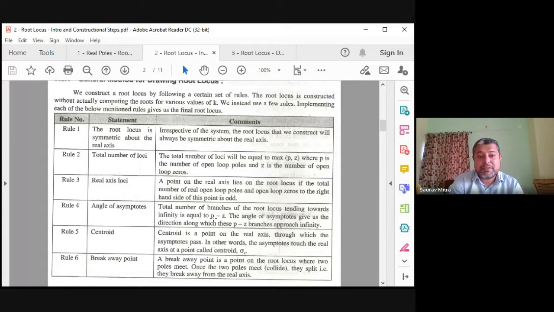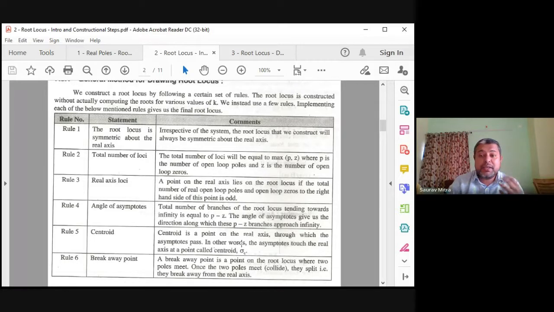What is sigma c? Sigma c is centroid. Centroid is a point on the real axis through which the asymptotes pass. In other words, the asymptotes touch the real axis at the point called centroid sigma c. So from which point the asymptotes are generated, that point is called sigma c. And now what is the formula for that? Summation of all the real values of poles minus summation of all the real values of zeros divided by p minus z. That is the formula to calculate sigma c.